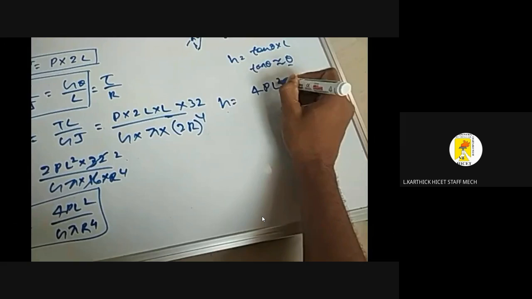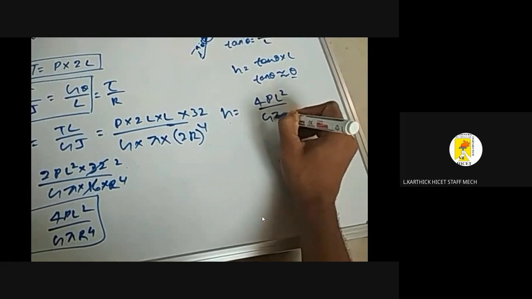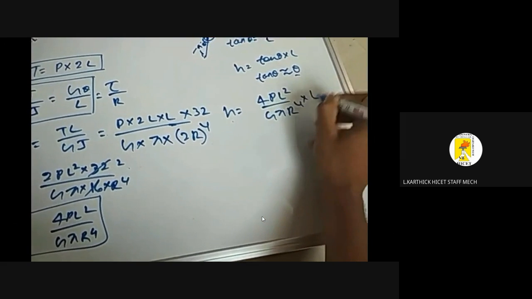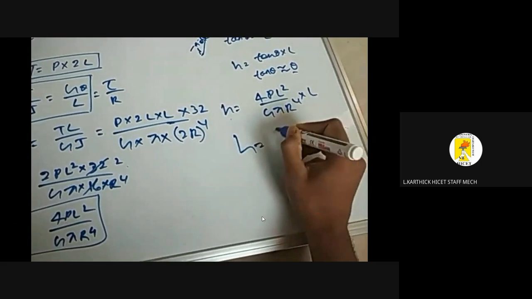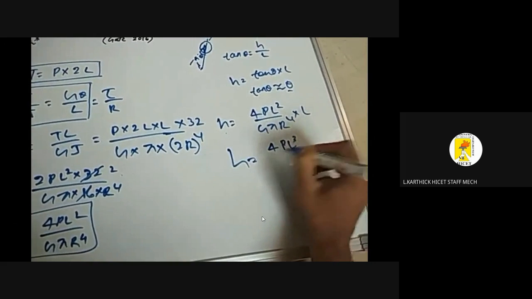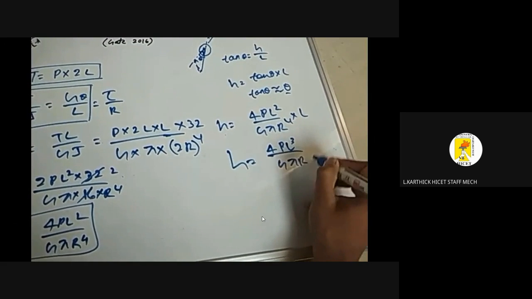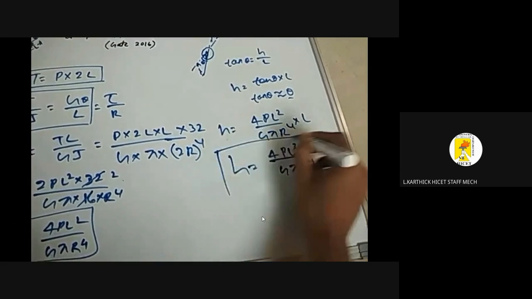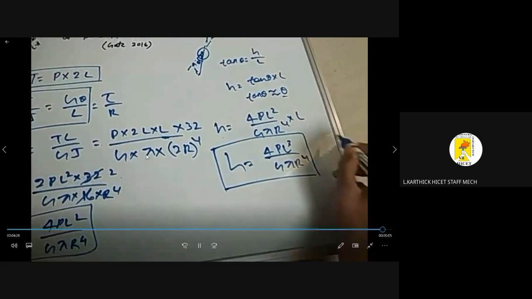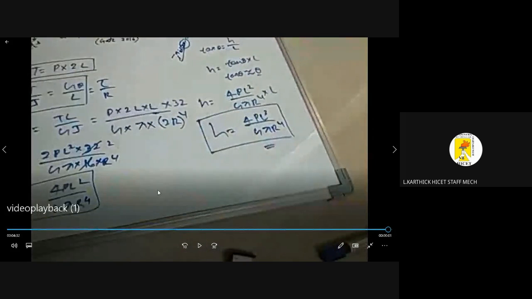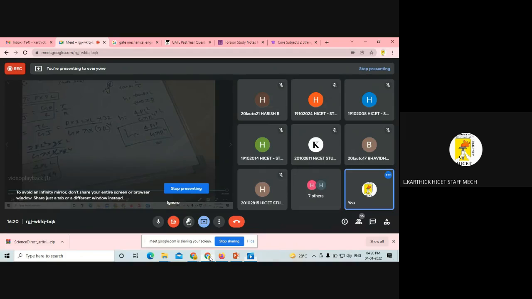We know the value of theta as 4 P L square by G pi R power 4, into L. So h equals 4 P L cube by G pi R power 4. This is the value for h. This is what they asked: the vertical deflection at point A. Okay, I can stop here.